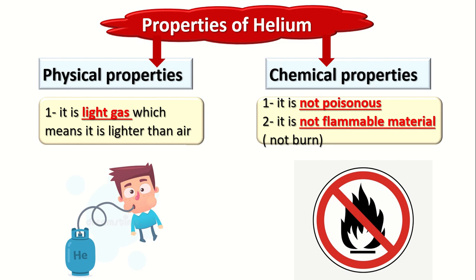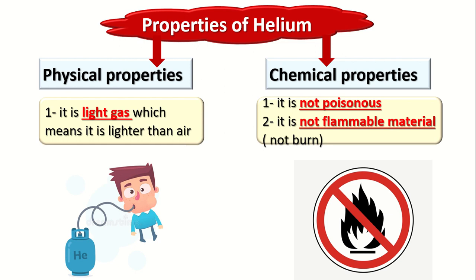Okay, number two, let's talk about the chemical properties of helium. At first, it is not poisonous if you put it in your mouth or when you use it. The helium is not poisonous, so it's a safe gas. Number two, it's not a flammable material. That means that it is not interacting with fire. If I try to interact the helium with fire, it is not burning and doesn't produce any fire or any flame. So it's not a flammable material.